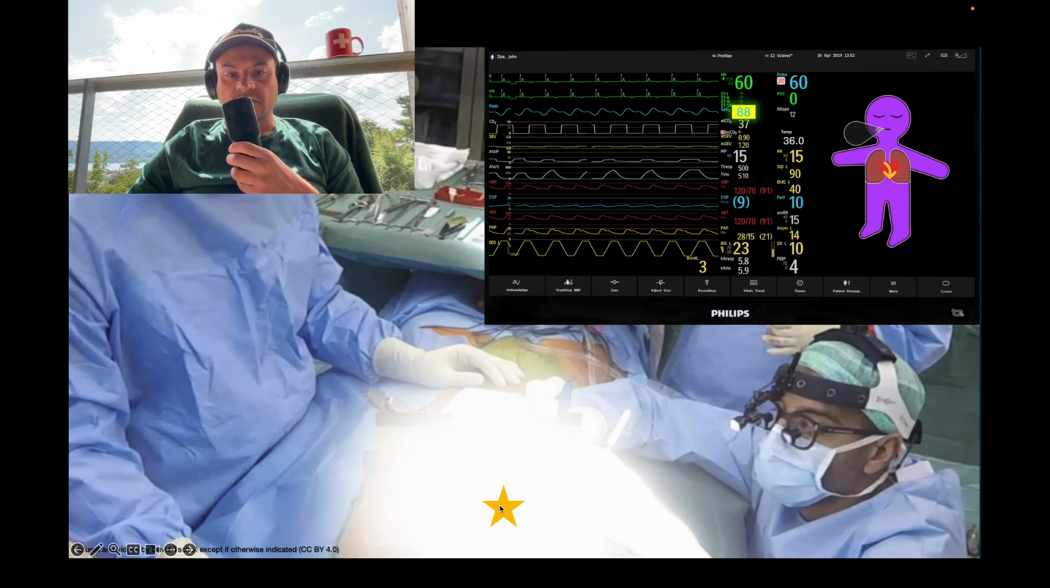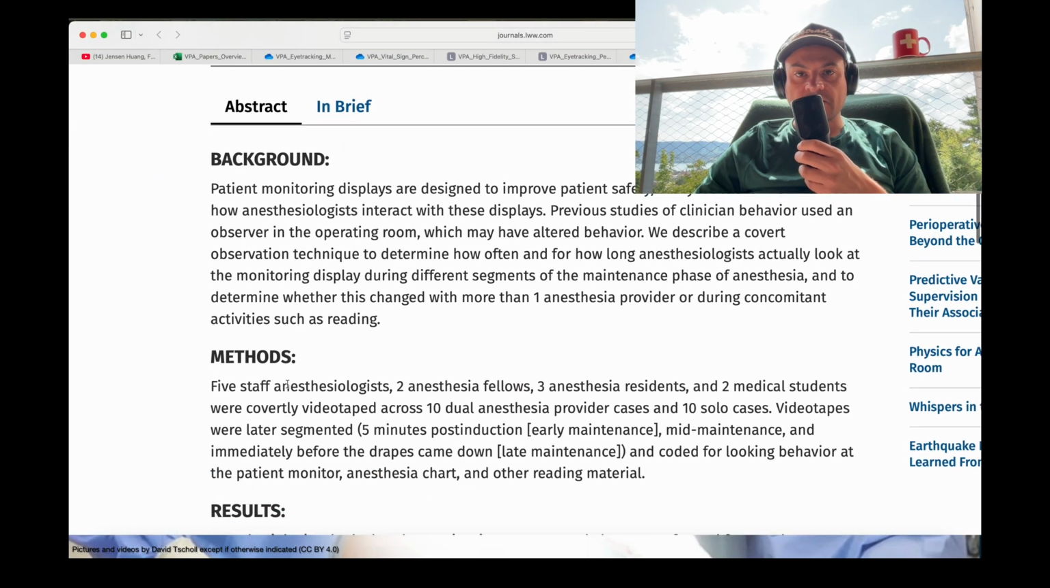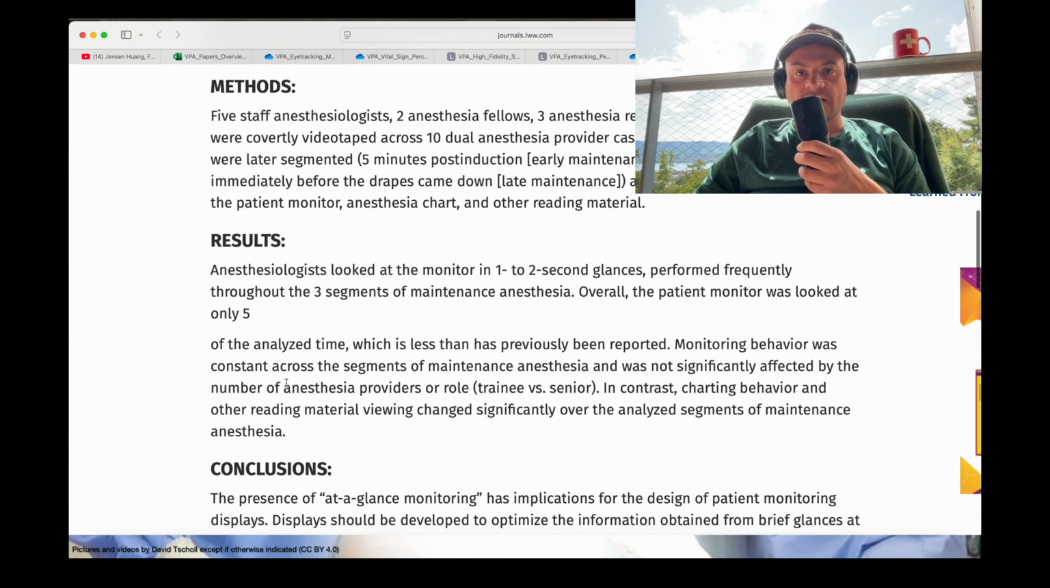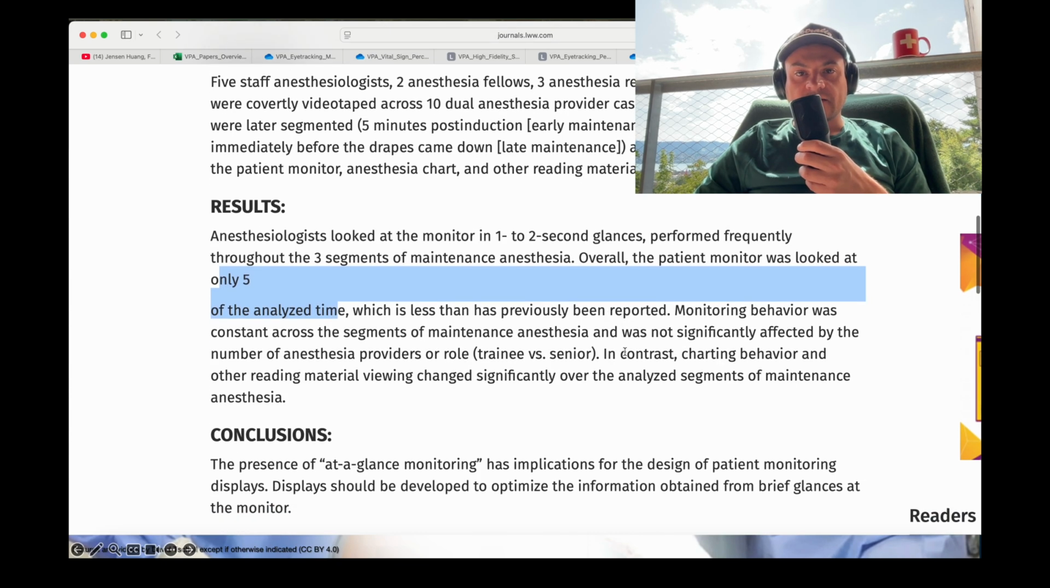This is very important because there is research out there that found that we only look for about 5% of the time directly onto the monitor during a case. All the rest of the time the monitor is in our peripheral field of view.